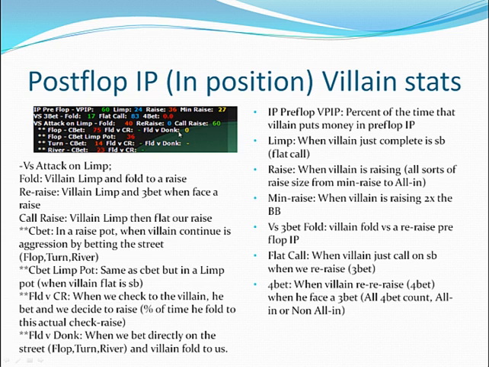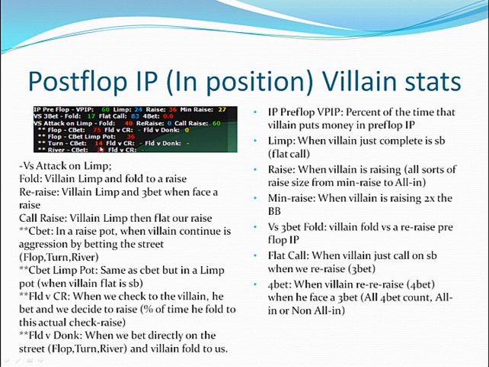Fold versus donk, whenever a villain is folding to a flop lead, an aggressive action in a raise pot. Flop c-bet limp pot, this is the same stat as c-bet but in a limp pot, whenever a villain is just flat calling the small blind and we play the flop.